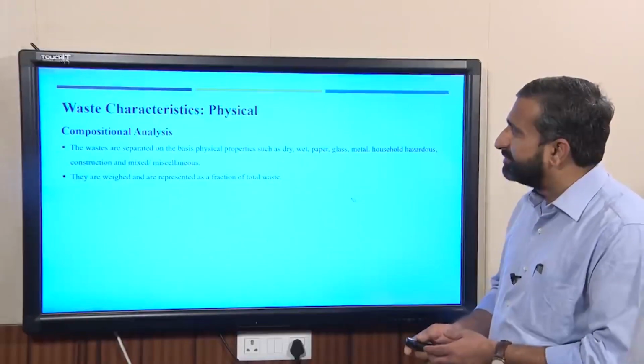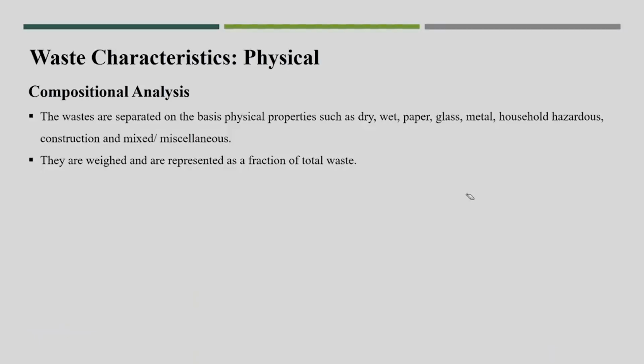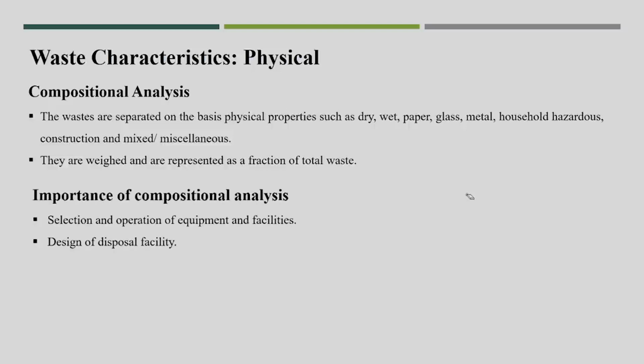In physical analysis, normally we do the composition analysis. We know that waste is separated by different physical properties, such as dry and wet waste, and how much paper, plastic or other kinds of waste is available. Normally we do this composition analysis manually, weighing it and expressing it as fractions of the total waste. This is very important for the selection and operation of the equipment, facility and disposal facility.